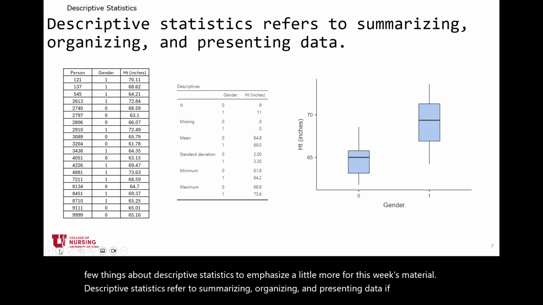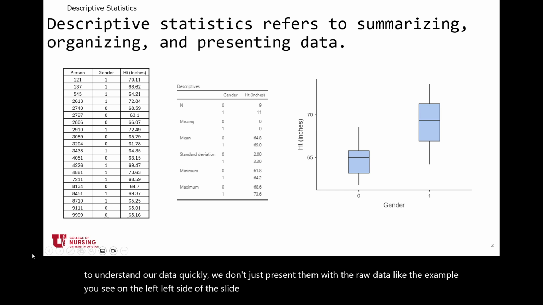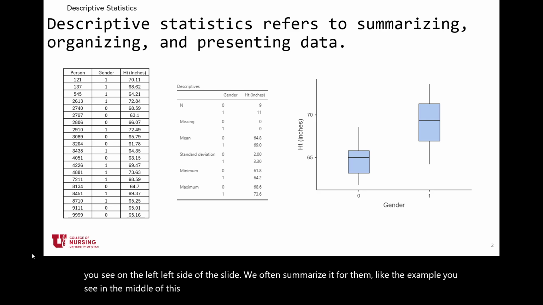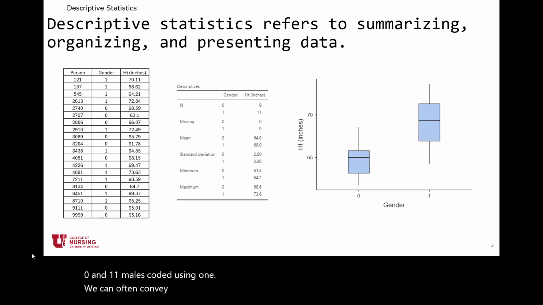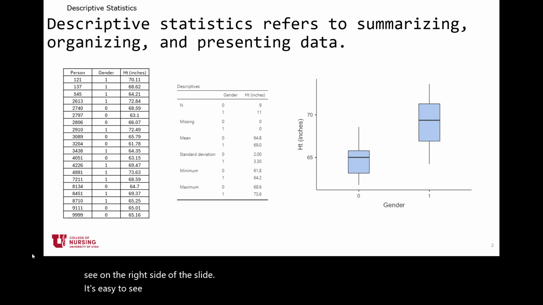If we want people to understand our data quickly, we don't just present them with the raw data, like the example you see on the left side of the slide. We often summarize it for them, like the example in the middle of this slide. In the example, it's easy to see we have 9 females coded using 0 and 11 males coded using 1. We can often convey meaning even more quickly by presenting data as a figure, as you can see on the right side of the slide. It's easy to see that males on average are taller than females for the sample provided.